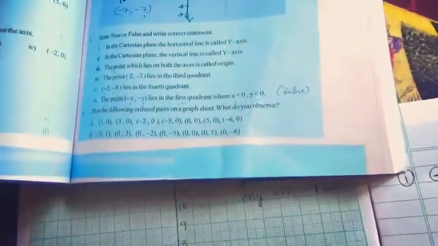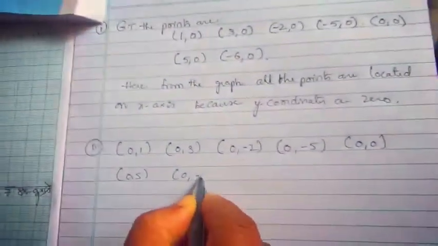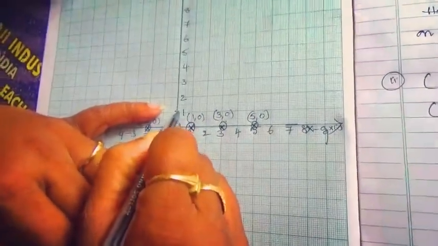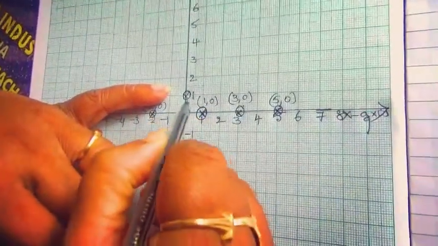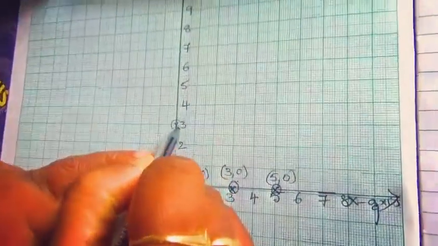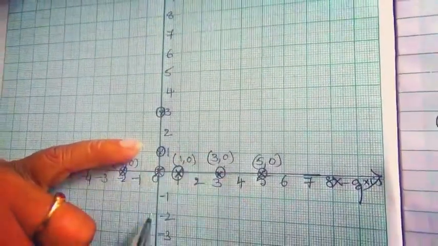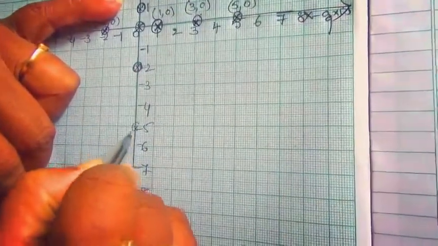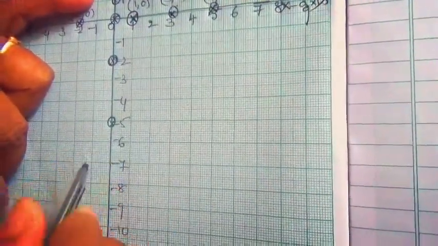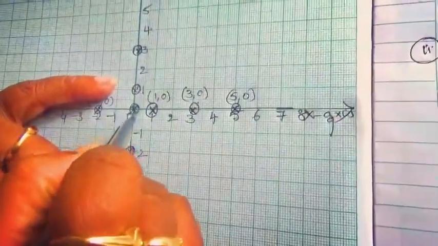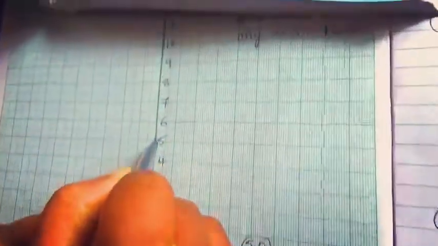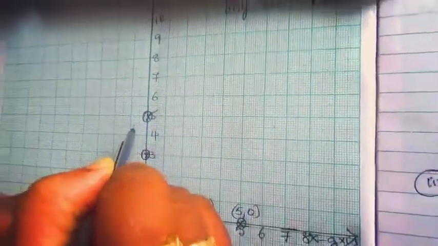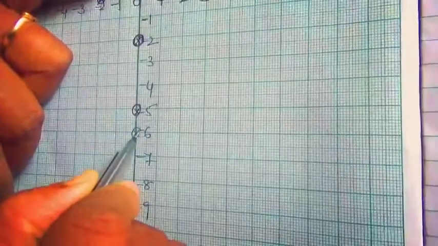Okay, so here in the second sum: (0, 1), (0, 3), (0, -2), (0, -5), (0, 0), (0, 5), (0, -6). Here we have the points. So (0, 1) is the first point. (0, 3) is the second point. (0, -2) is another point. (0, -5) is another point. The origin is the same here, right? (0, 5) is the next point. (0, -6) is the next point.